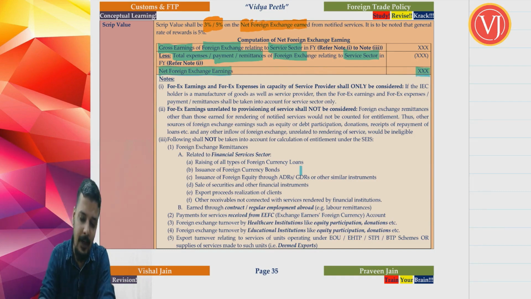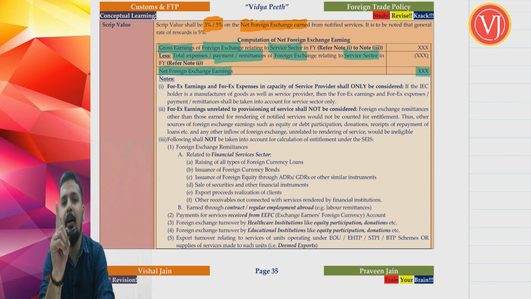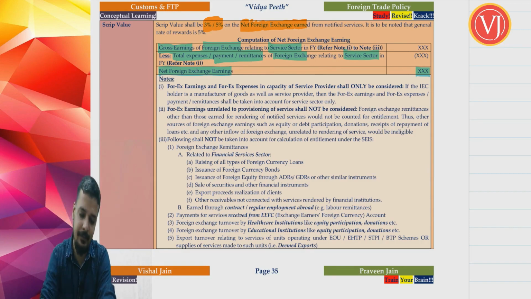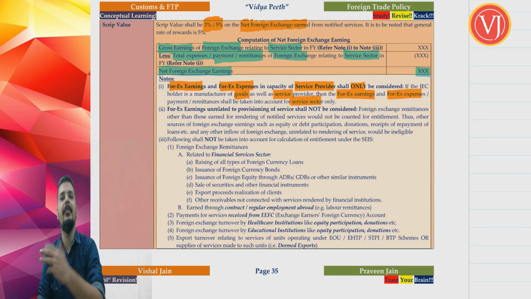And friends, when you are talking about net foreign exchange earnings, there are a few things that you have to understand. Supposing you are an exporter of goods as well as an exporter of services, please focus only on exporter of service turnover. The first clarification they give is that the foreign exchange earnings and the expenses only in the capacity of service provider should be considered. So if you are an exporter of goods as well as services, only the foreign exchange earnings and the related expenses dealing with the service sector should be considered. Dealing with the goods sector, please ignore.